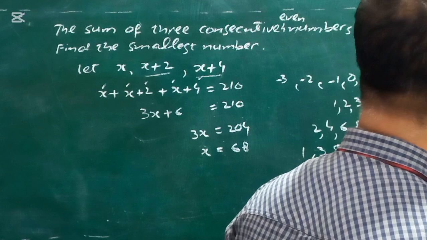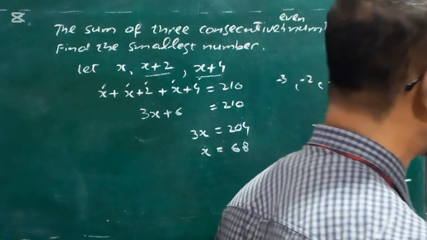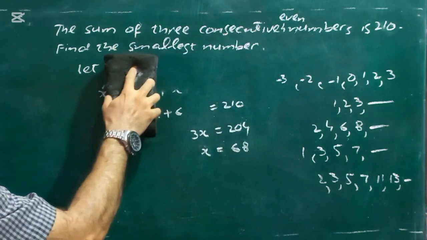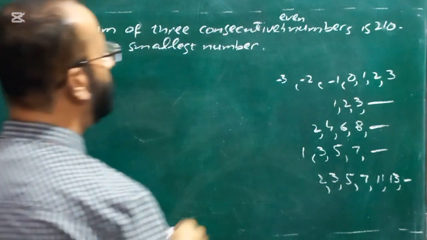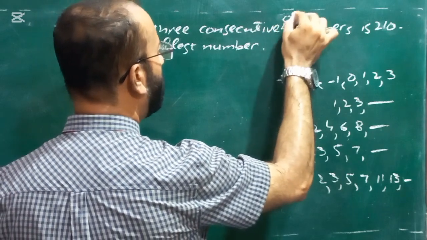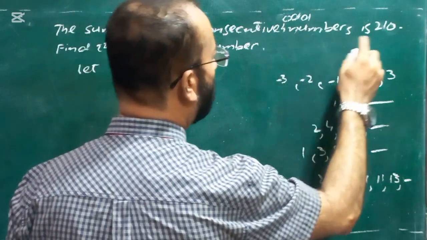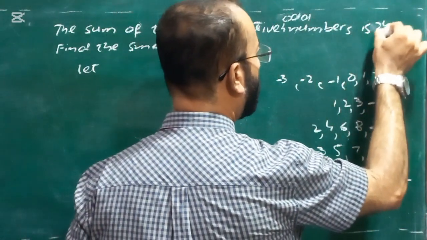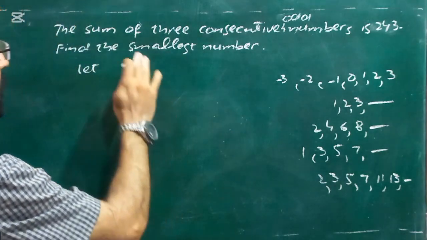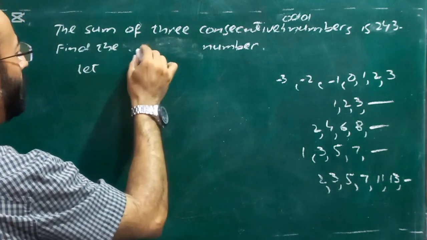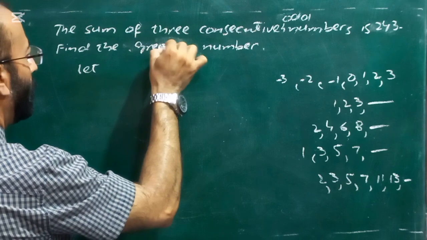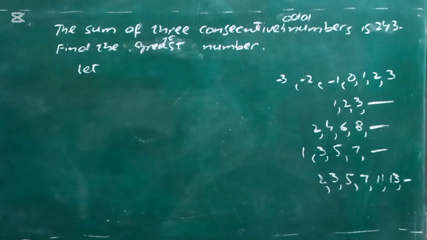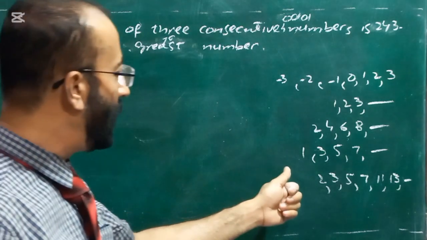Here is another type of question, that is, the sum of three consecutive odd numbers is 243. So the statement is the sum of the three consecutive odd numbers is 243. Find the, okay, we have changed the value, change the statement now. Find the greatest number in this case now.